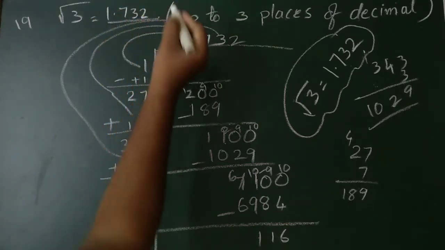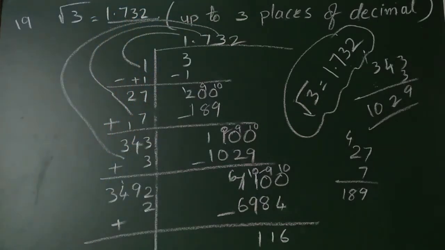1.732. It will continue. They ask for up to 3 decimal places, so that's why I'm stopping here. But see here, the remainder is there, so it will be continued.